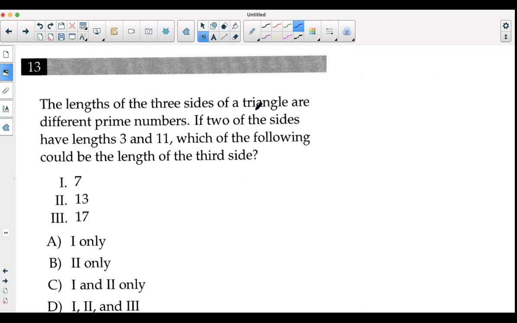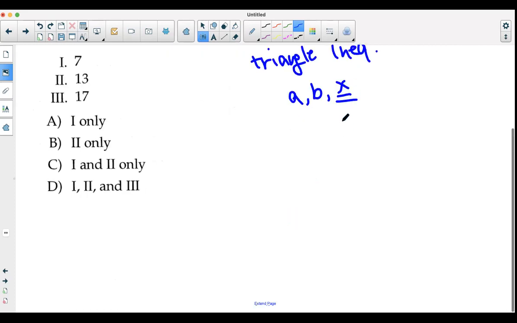The lengths of the three sides of the triangle are different prime numbers. If two sides have lengths 3 and 11, which of the following could be the length of the third side? For this one, I want you to remember the triangle inequality. If I know two sides A and B, and the third side is equal to x, what do you realize about the third side?